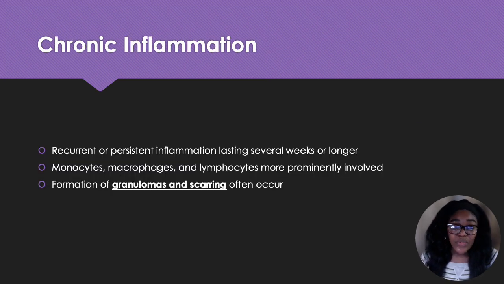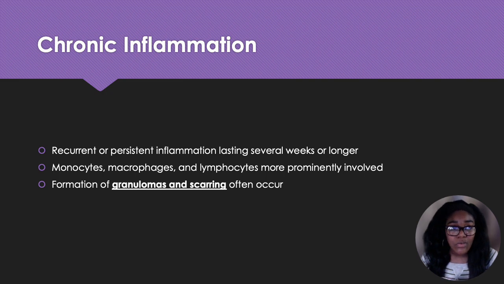Earlier in this lecture, we talked a lot about the acute inflammation response. We talked about the mediators that were involved. We talked about the manifestations of acute inflammation. We talked about what the body does after the acute inflammation response. Now we're going to move into the chronic inflammation response.